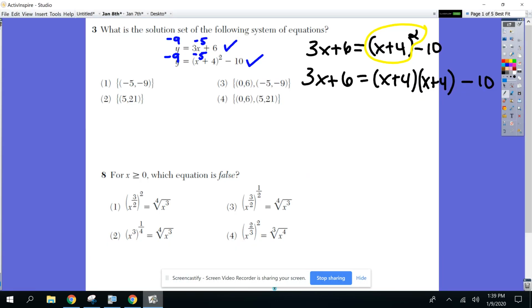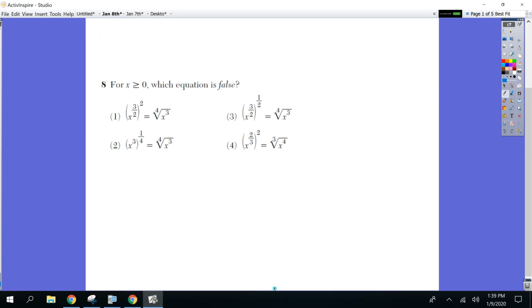All right, I'm going to number 8 now. One's false. Suggestion on what you can do even though you have no idea how to change an exponent into a radical. Plug in non-zero and ones. Everyone right? Plug in non-zero and ones for x.